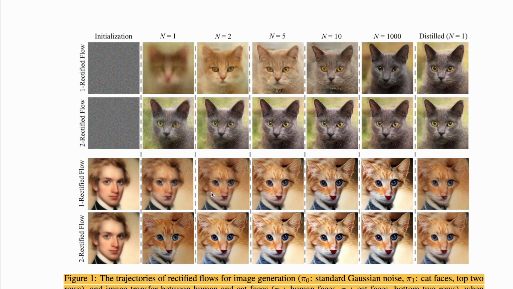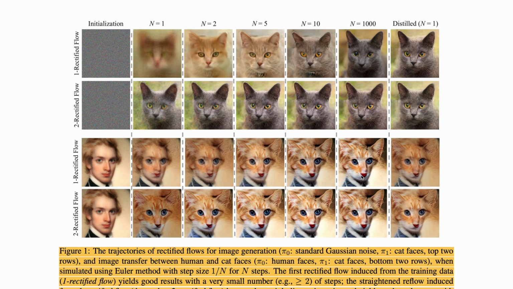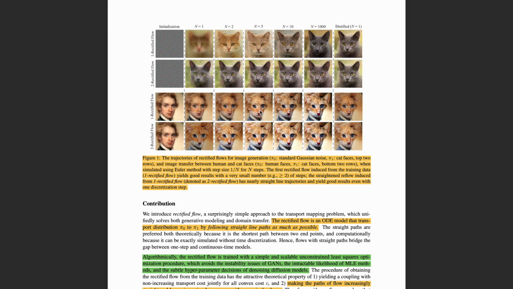As we said, we can also do image-to-image translation. Here, they learn to map a dataset of human faces towards a dataset of cat faces. On one side, they have a dataset of human faces. On the other side, they have a dataset of cat faces, and they can go from one to the other. So that's really the strength of those approaches.